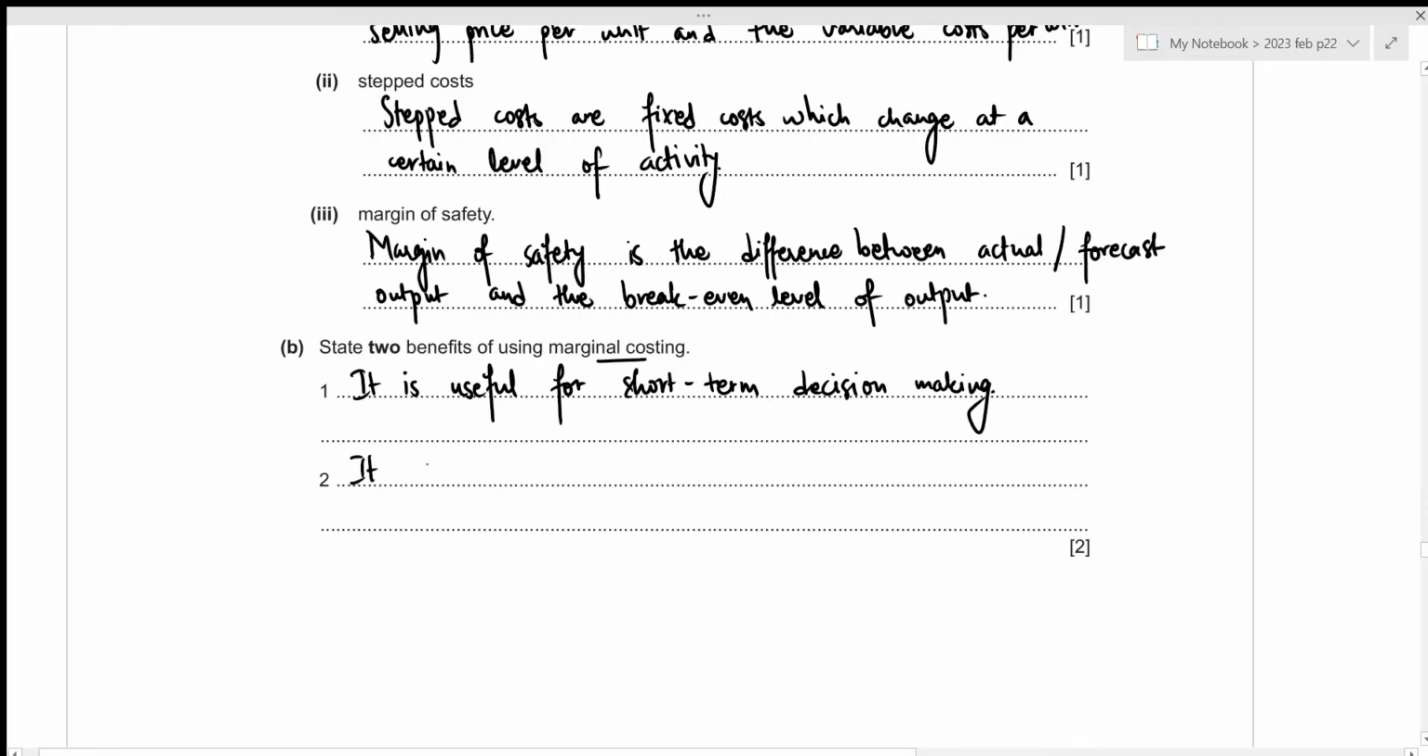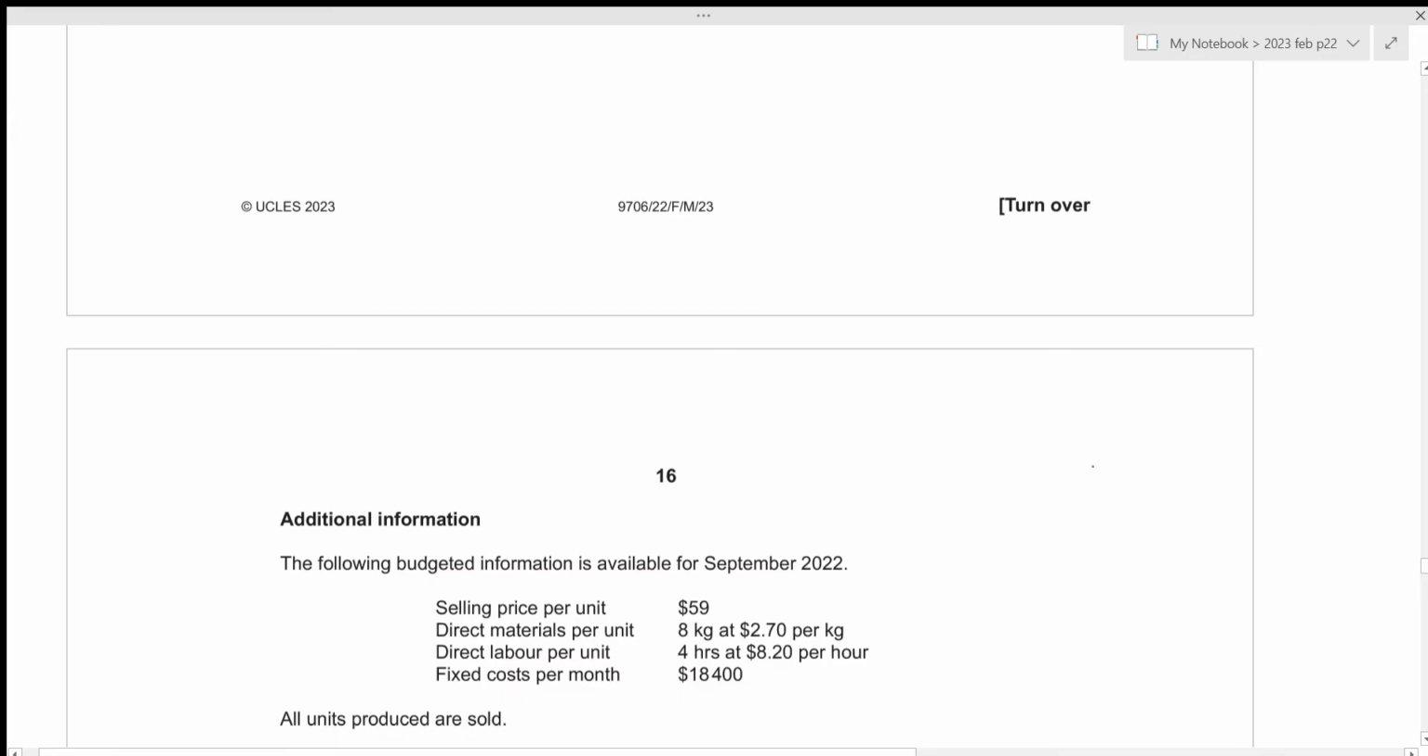So it avoids the arbitrary apportionment of fixed costs. This concludes the second part. Let's move to the third one.